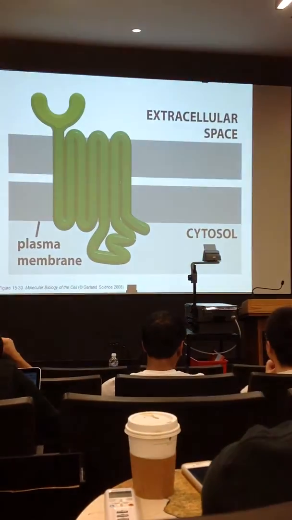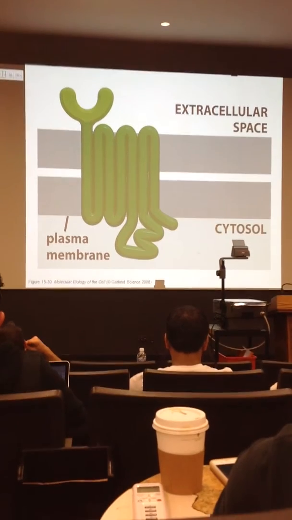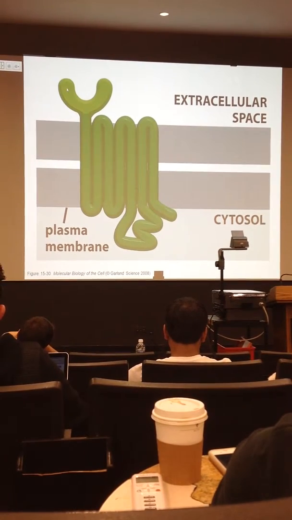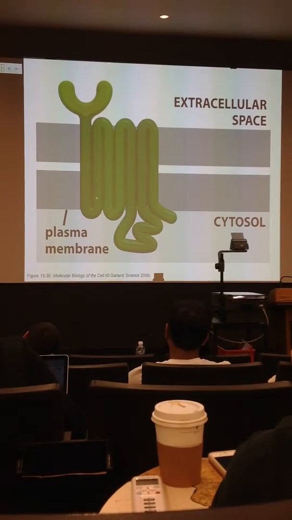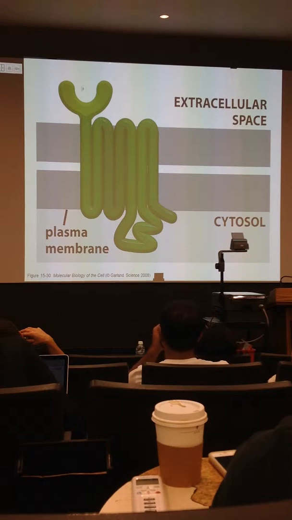So then here is a schematic of a G protein coupled receptor. Again, here you have your ligand binding domain, your G protein binding domain, and your 7 transmembrane domains. So again, the ligand binds to the ligand binding domain. That binding causes a conformational change, which gets transmitted through the 7 transmembrane domain region to the G protein binding domain.